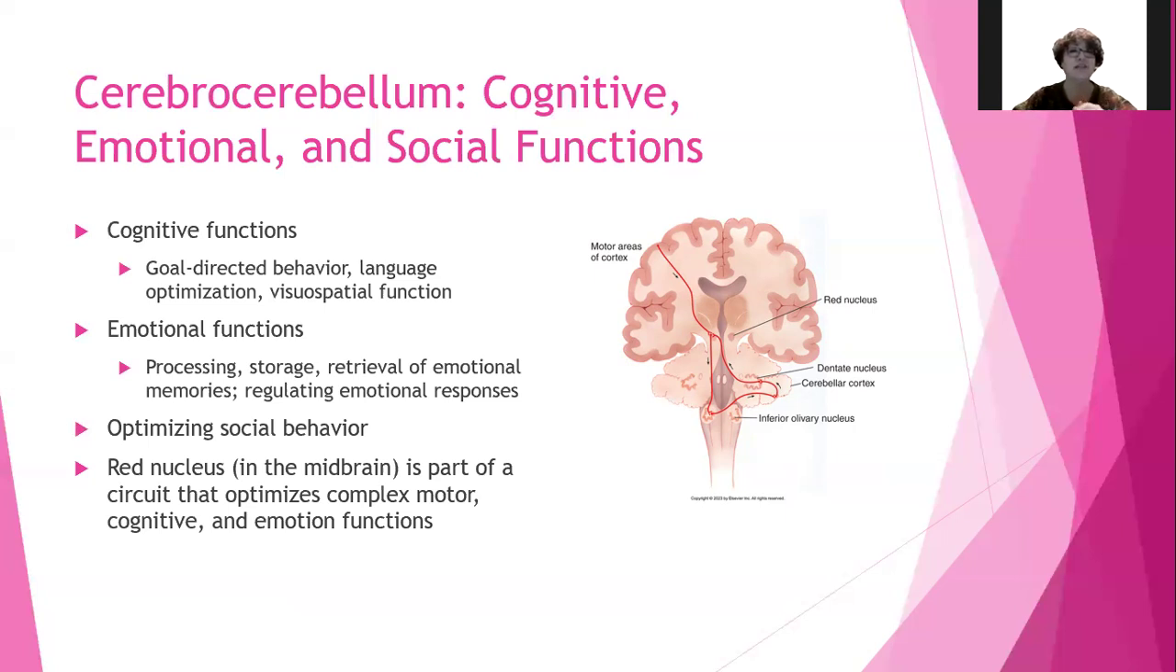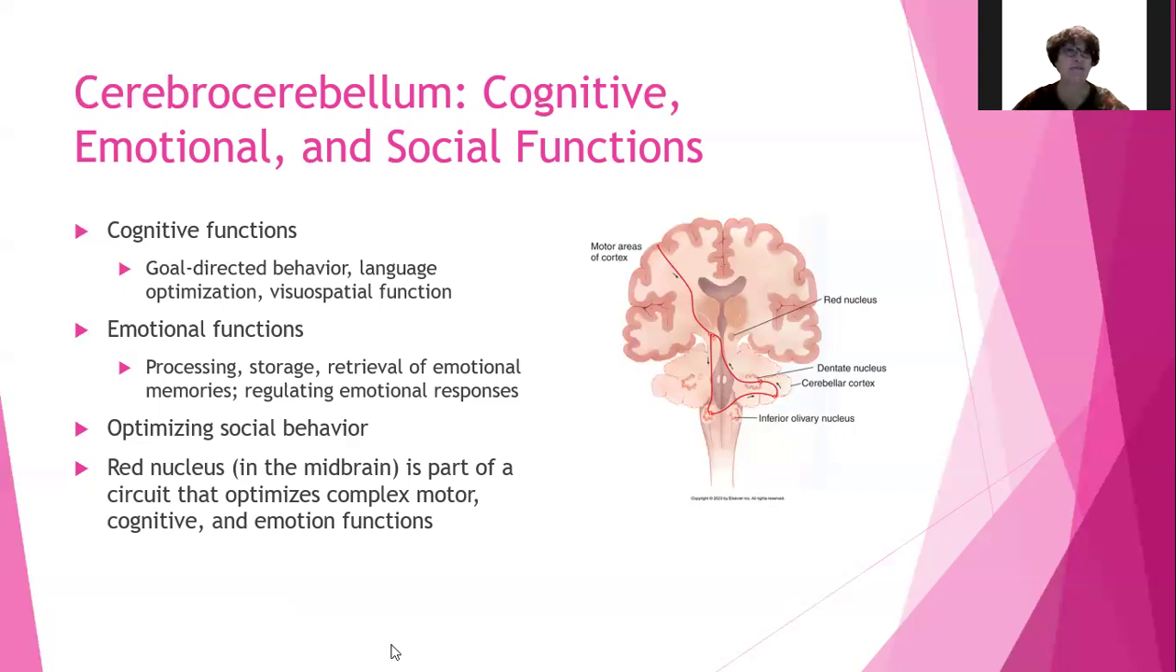The red nucleus in the midbrain is part of a circuit that optimizes complex motor, cognitive, and emotional functions. So it's this little area, they call it the red nucleus. There are lots of cool structures in the brain that are named by how they look, and that's one of them. There's the locus ceruleus, which means blue part, blue location or something, and there's the red nucleus.